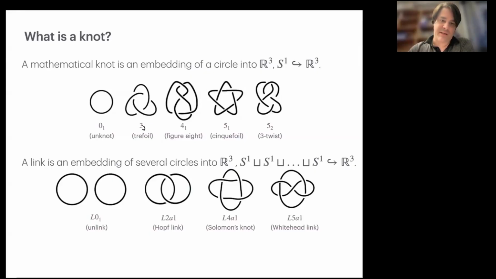And usually we denote a knot by two numbers. The first is the minimal number of crossings it has in all possible projections or configurations. And then we have the index. For example, the trefoil knot has 3 crossings and it's the only one of its kind. With 5 crossings we have 2 candidates, 5-1 and 5-2. We will also talk a bit about links. Links are basically several circles embedded in R3. So we have the unlink, the Hopf link, the Solomon's link, the Whitehead link, and so on.